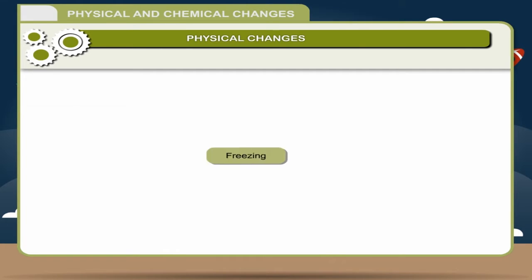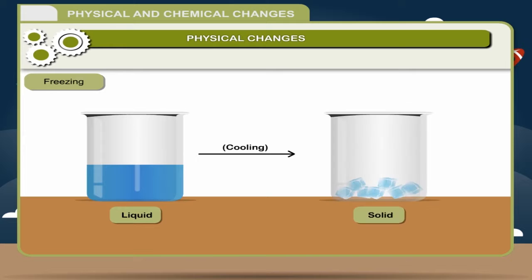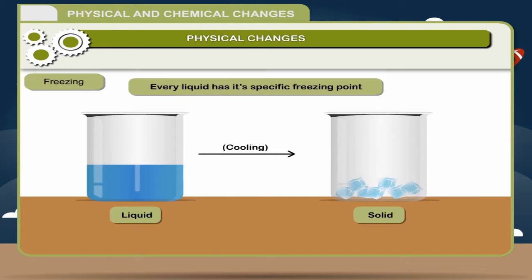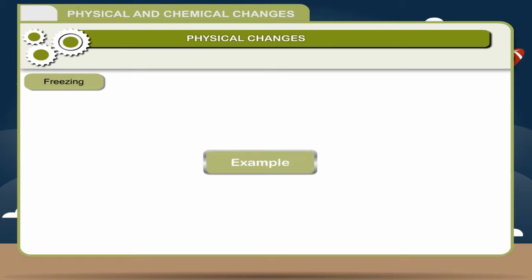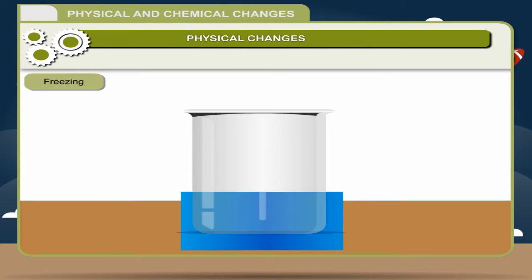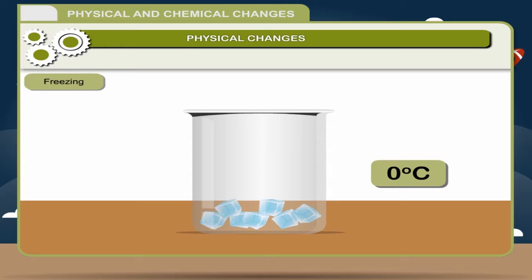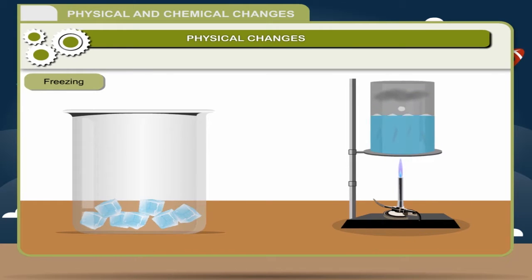Freezing. Freezing is the solidification of a liquid which takes place on lowering its temperature. The temperature at which a liquid solidifies is called its freezing point. Every liquid has its specific freezing point. Freezing takes place on constant temperature. For example, freezing point of water is 0 degrees Celsius. It can be converted back to liquid by heating.